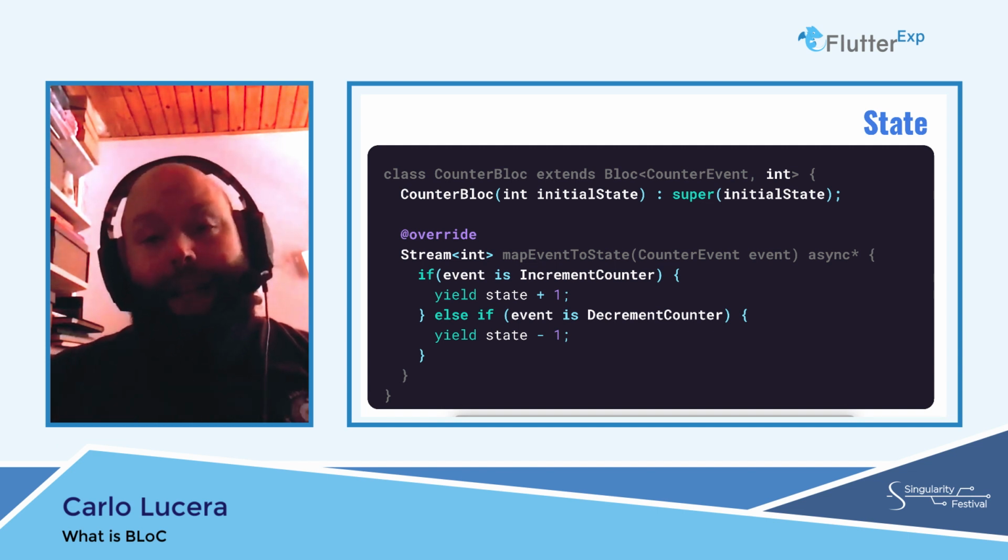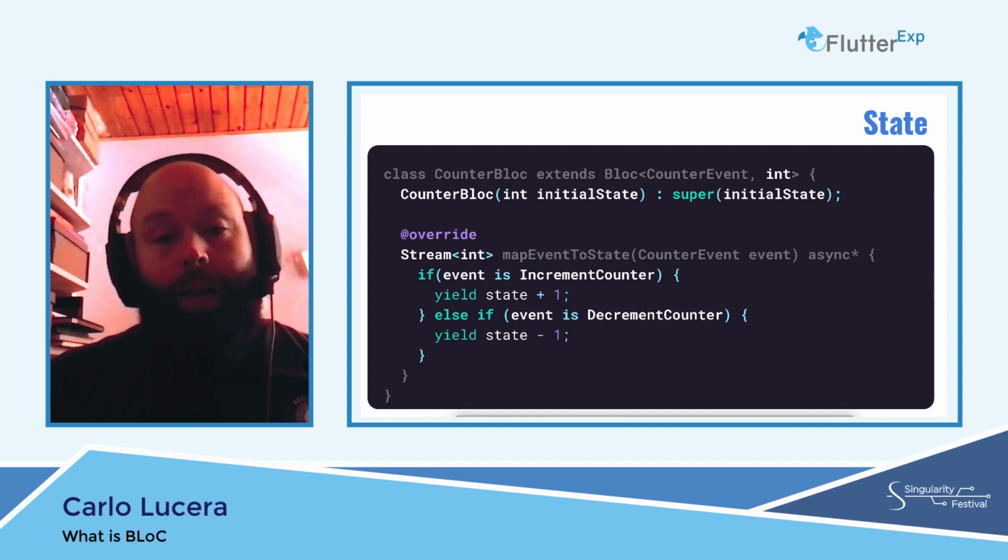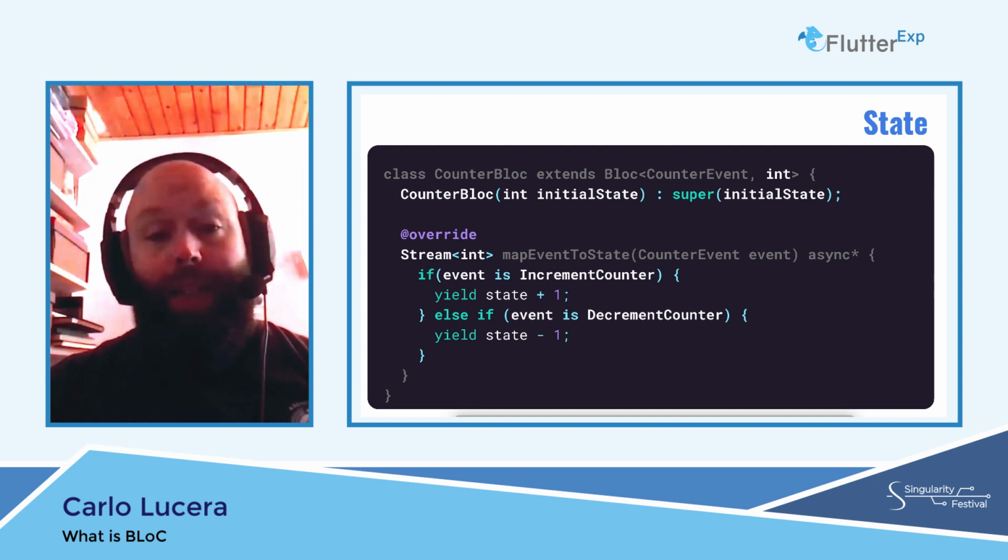What does it mean? That if I send two events of type increment counter, I can stay sure that they will be resolved in the same order. So if I have a state of 5 and I send two increment counter events, I will have first a yield of 6 and then a yield of 7. This is why I said that it is predictable.